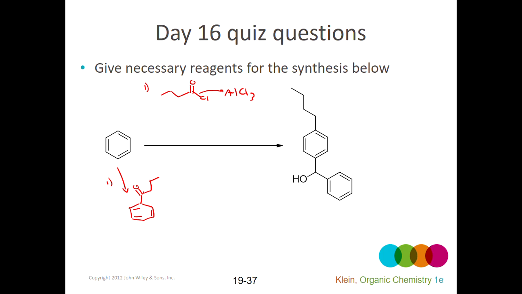Now that's a meta director. So I don't want to install a second group yet. If I try to install a second group, it'll end up either here or here, rather than in the para position where I want it. So the next set of conditions, I would probably use the zinc and HCl to reduce the CO double bond to the alkane. And now I've got the butyl group where I want it. And it's pretty sterically hindered, so it's probably blocking the ortho positions, even though it's an ortho-para director. Those will be blocked by sterics fairly well. And so I expect the new group to come into the para position.